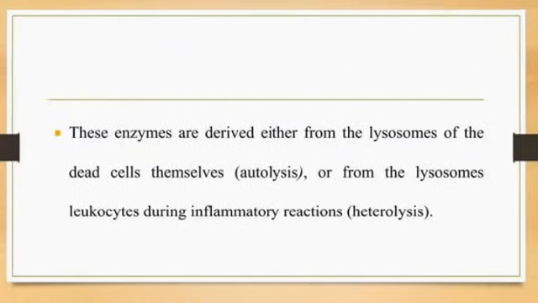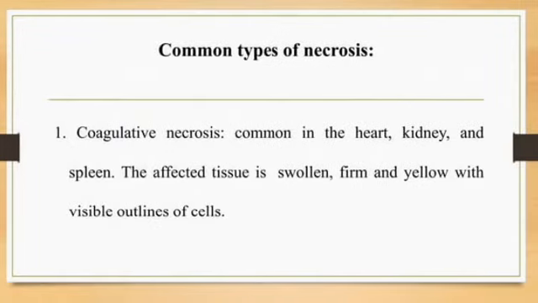digestion of the cell. These enzymes are derived either from the lysosomes of the dead cells themselves or from the lysosomes of leukocytes during the inflammatory reaction. If it is from the lysosomes of the dead cells themselves, this is called autolysis. If it is from inflammatory reactions by leukocytes or some other cells, this is called heterolysis. Common types of necrosis.